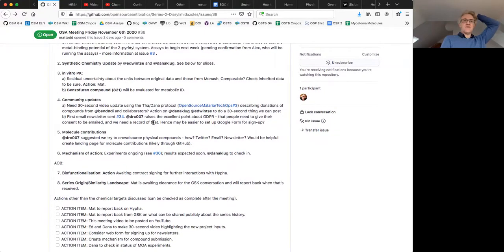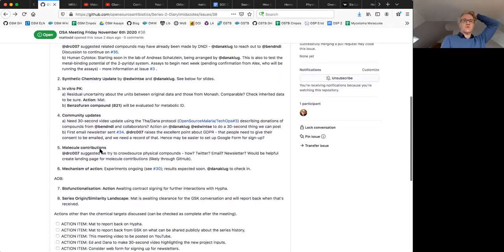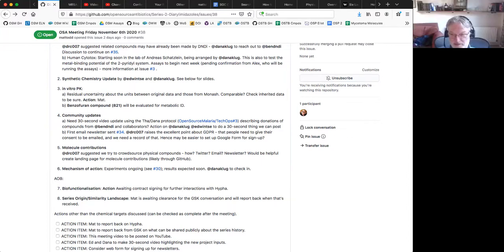And the only other thing was a mention of molecular contributions, so how people might be able to contribute molecules. From memory, were we talking about actual samples, Chris? Is that what you were getting at? That is correct, yes. Right. These types of structures, it would not be surprising if people don't have samples of this sort of thing in their sample collections.